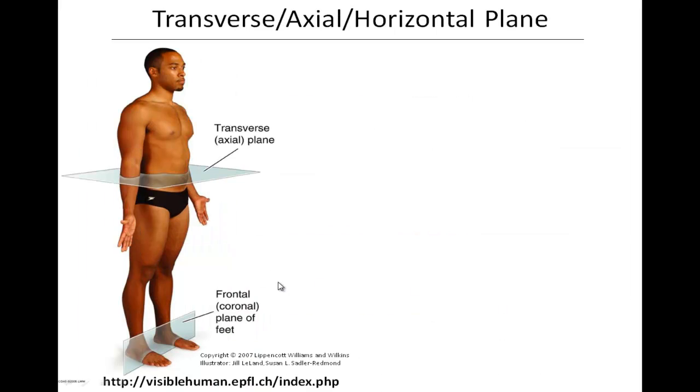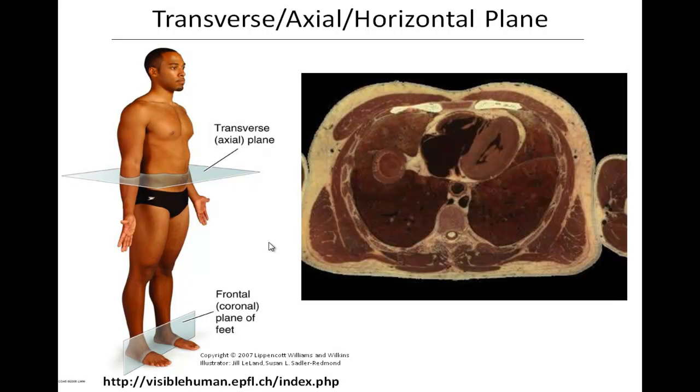And last, and definitely not least, is the transverse, axial, or horizontal plane. You're going to hear those used fairly interchangeably, but the transverse, axial, or horizontal plane cuts the body into a superior and inferior piece. And we see something like this. This cut is going through and catching the lungs, little tiny bit of the liver right there, and then the heart right here. So this would probably be slicing this fellow right about there.